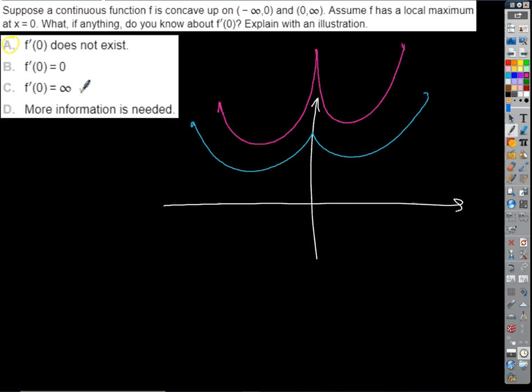So I'm going to make this a 4-pointer, and if you got A and a sharp corner, you get all 4 points. If you had the right picture with answer C, you get 3 points. If you had the right picture but the wrong answer, it wasn't A or C, you get 2 points. Make sense? Yeah. Okay.